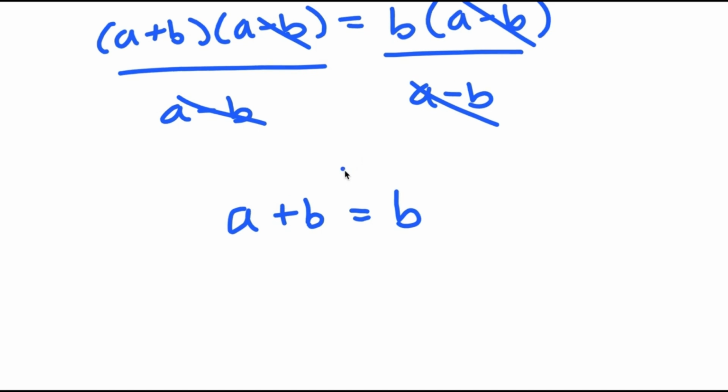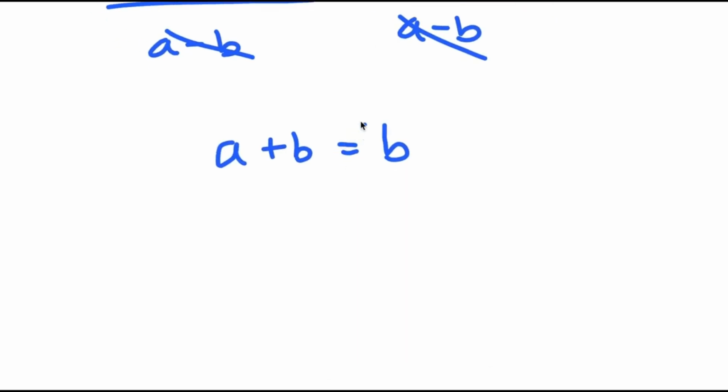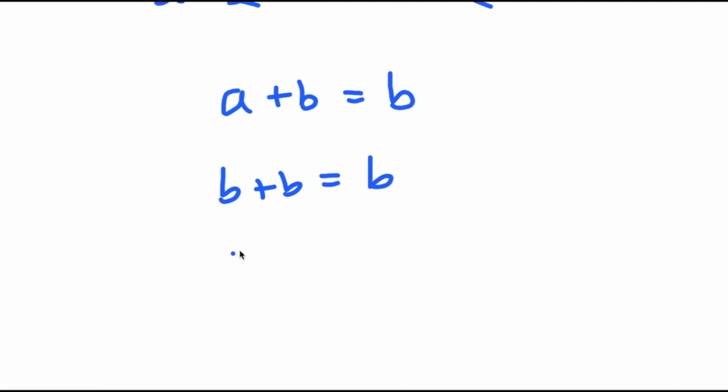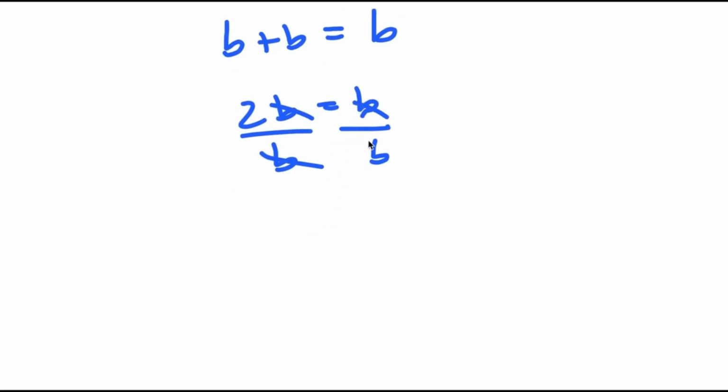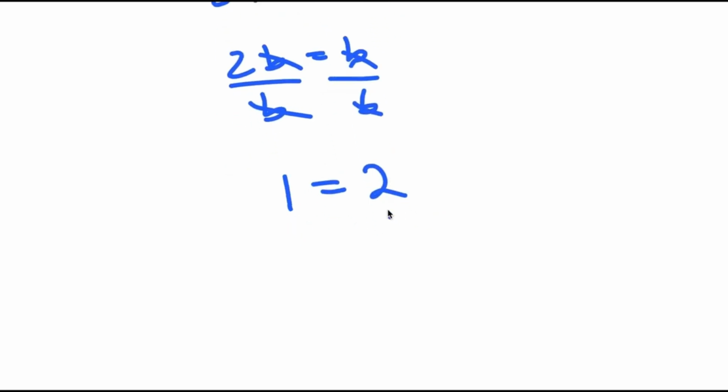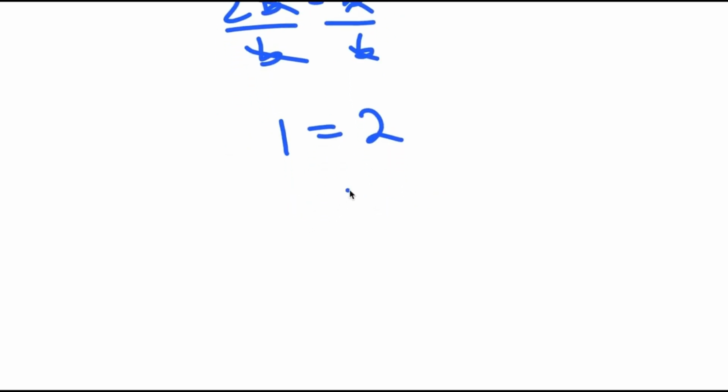So this means that a plus b equals b. Well, a is equal to b, so I get b plus b equals b, meaning 2b is equal to b, and if I divide both sides by b, I get 1 is equal to 2. So that's proof that 1 equals 2.